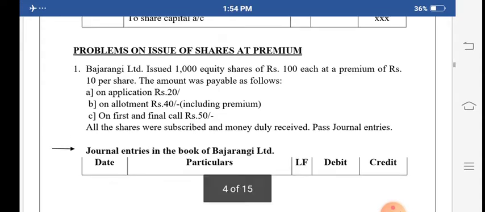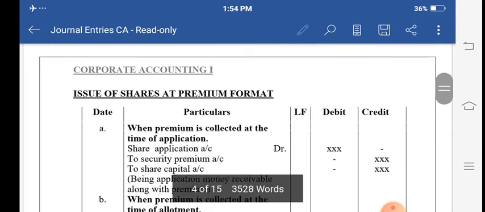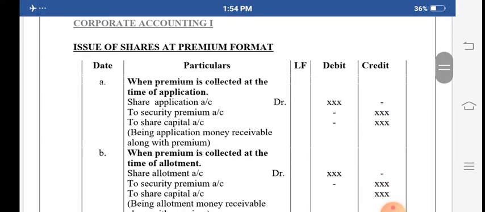We will see the problems as well as the format of the issue of shares at premium. First of all, what does issue of shares at premium mean? It means the issue of shares at more than the face value, the original value of the shares. Suppose the original share price is rupees 10, but the company is going to sell that share for rupees 15.